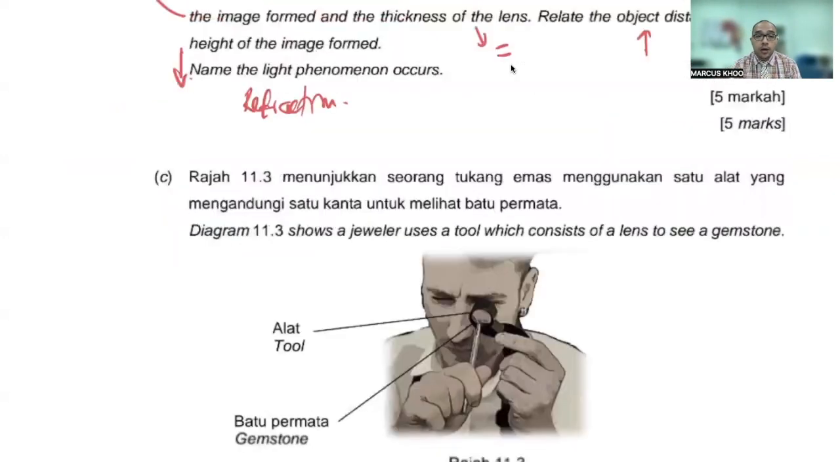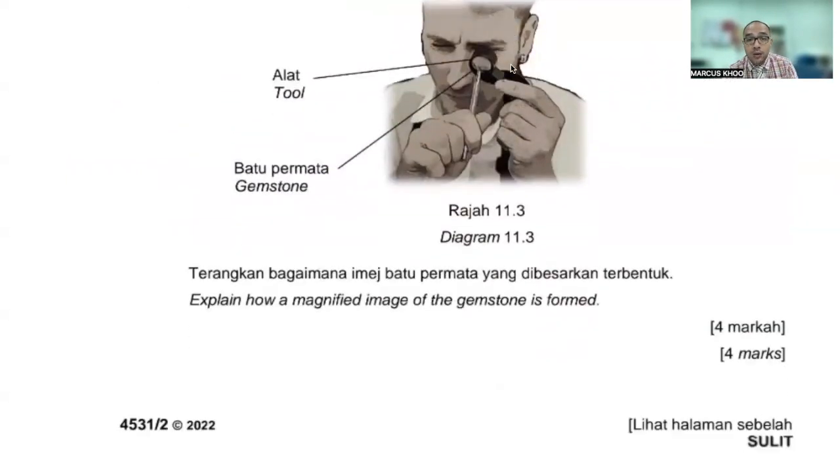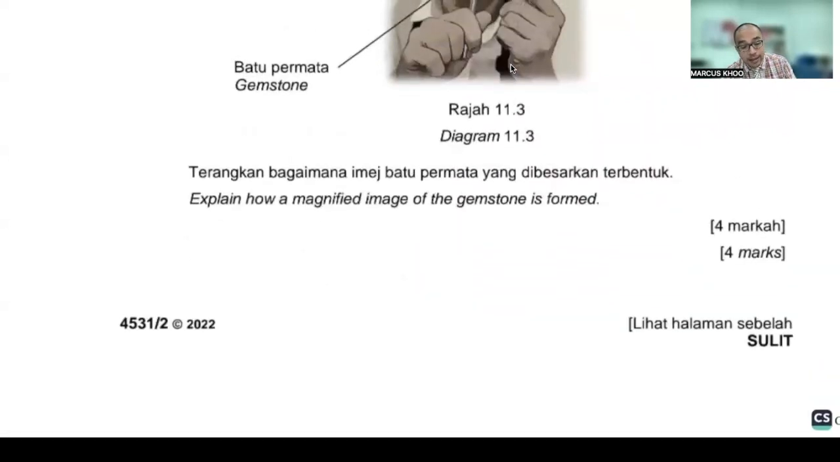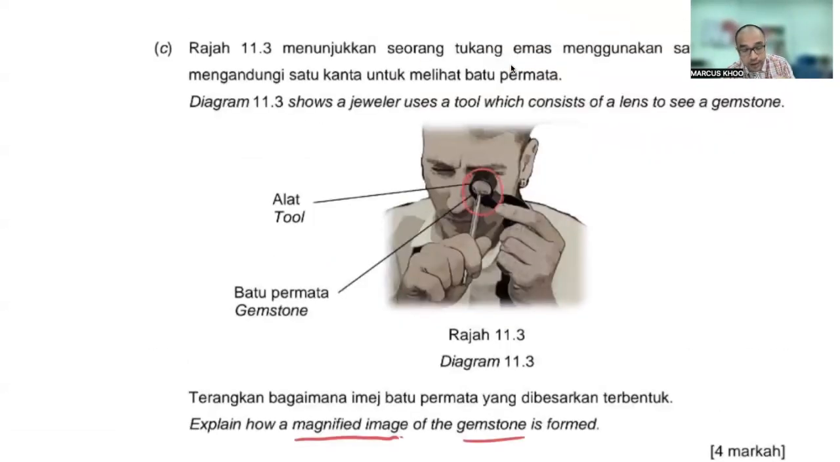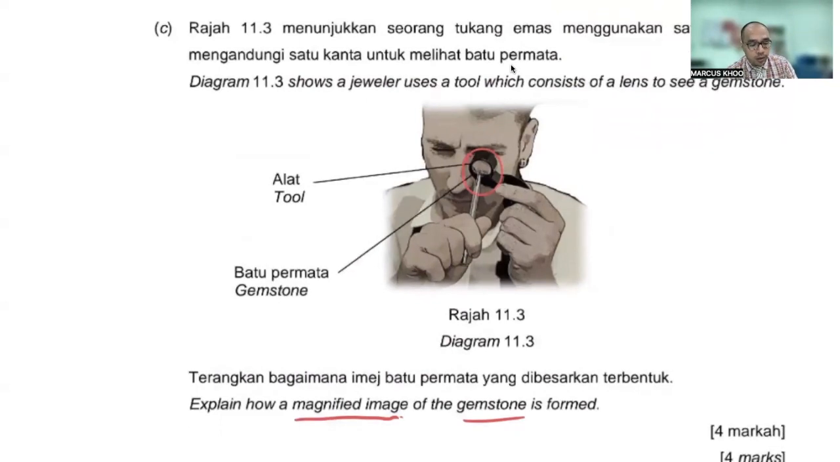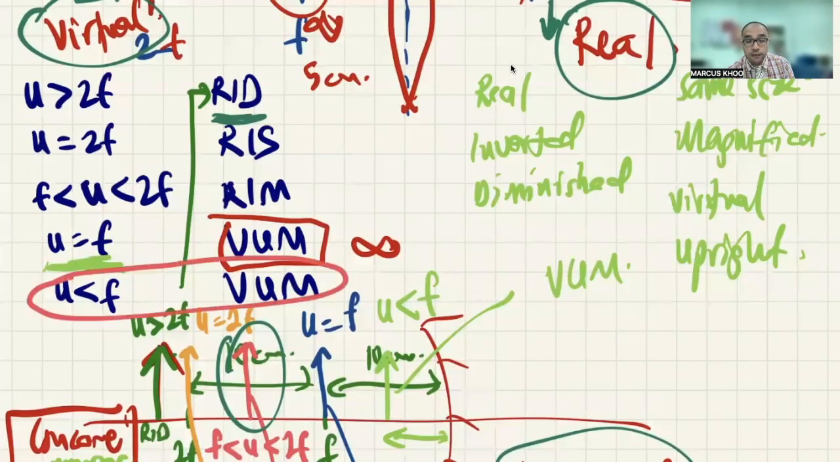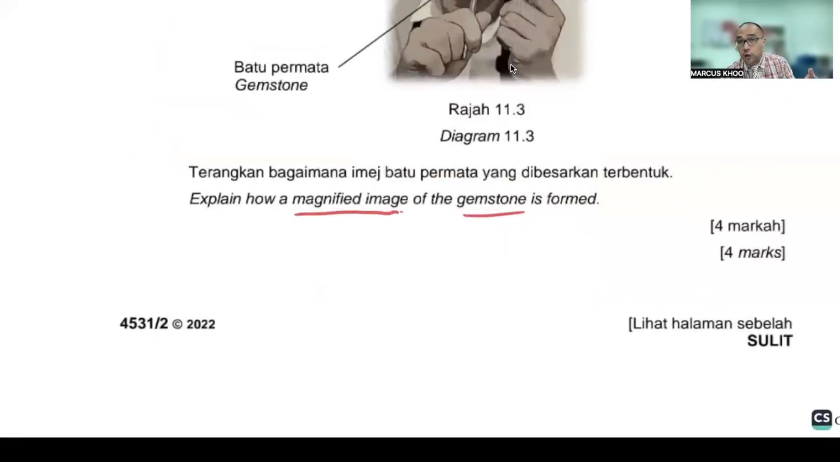Diagram 11.3 shows a jeweler using a tool which consists of a lens to see a gemstone. Explain how a magnified image of the gemstone is formed. Notice that he's putting the object very near to the lens, so we're talking about a U is less than F situation. Of course you need to start off with the drawing; there's really no other way than to do the drawing.